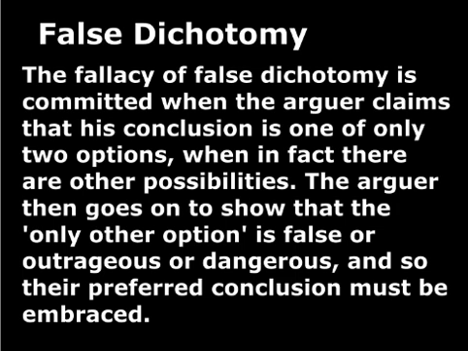It could be that in some cases there's three options, but really there's four or five. The key is that there's more options than I'm saying there are. But it's easiest to make the case when I'm saying there's two, when in fact there are other possibilities. The arguer goes on to show that the only other option is false or outrageous or dangerous, and so my option, the preferred option, has to be embraced.